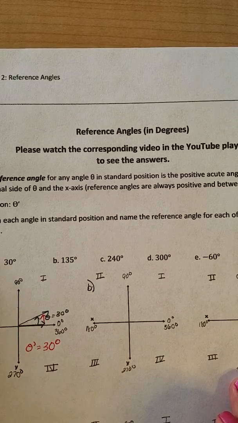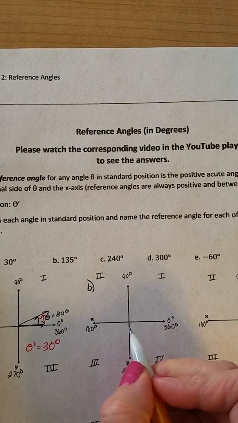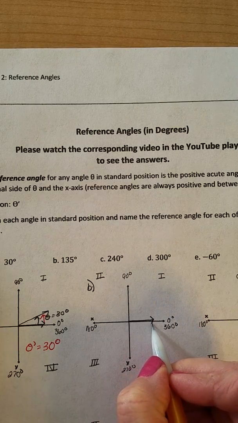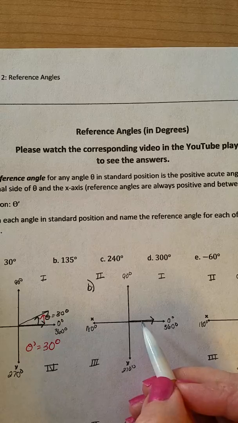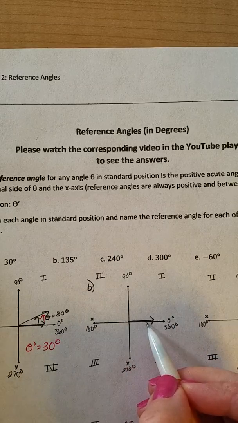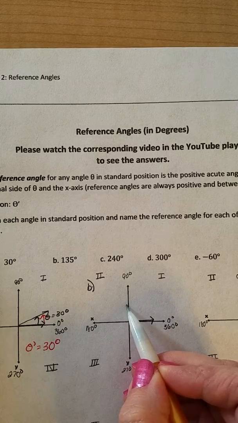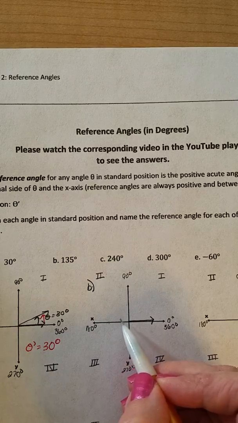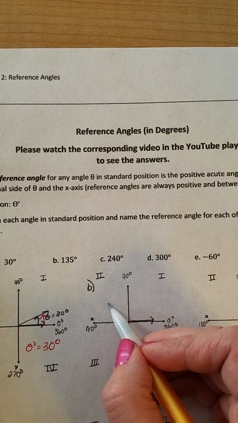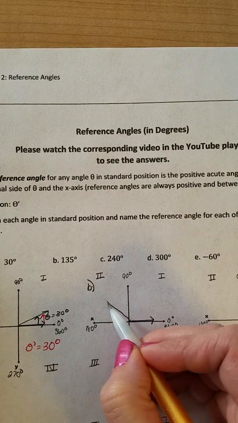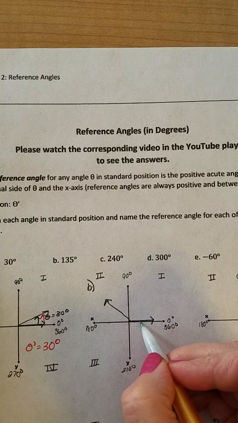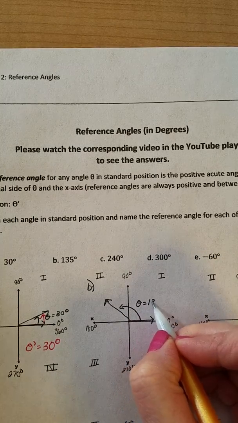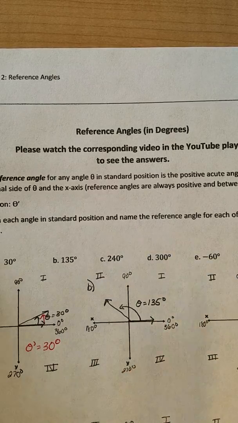B is 135 degrees. Let's start out by drawing our initial side. Here's my initial side. I'm going to go positive direction. Positive is counterclockwise. Starting at 0, here's 90 degrees. Here's 180 degrees, which means the terminal side of theta is going to be in quadrant 2. Sketch it in. Here is angle theta. Angle theta is 135 degrees.